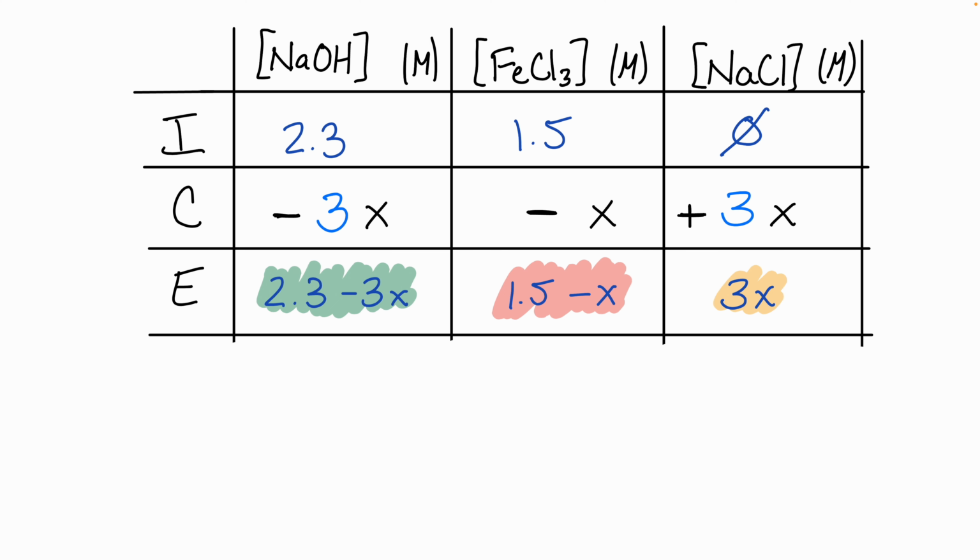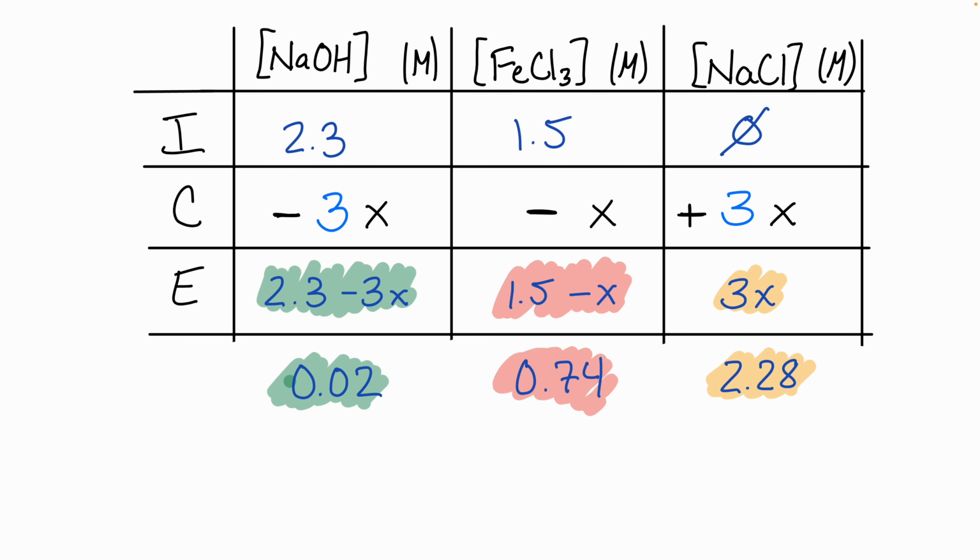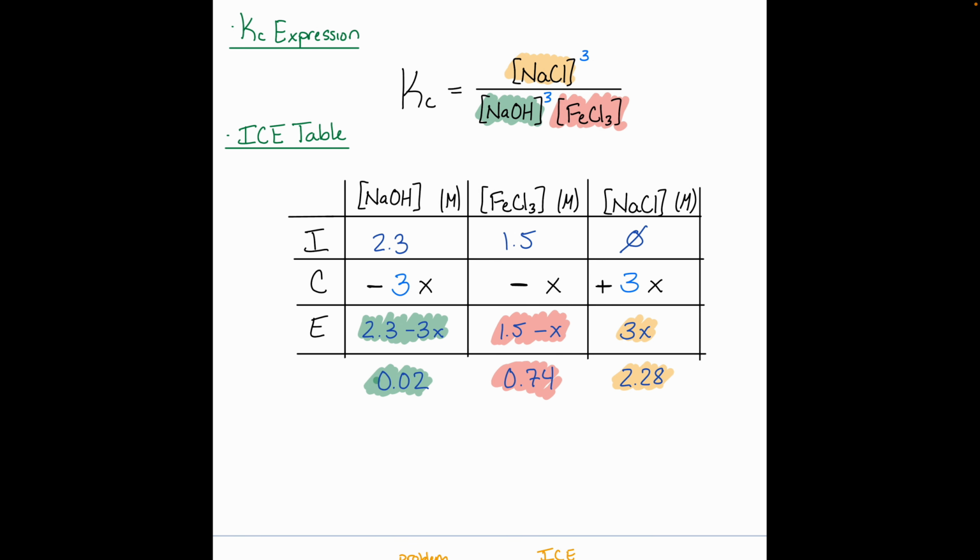Okay. All right. So 2.3 minus 3x is 0.02. All right. 1.5 minus that x gives me 0.74. And then 3x is that 2.28. So I'm going to turn around and plug these values into that equilibrium expression, since now these are my amounts at equilibrium.